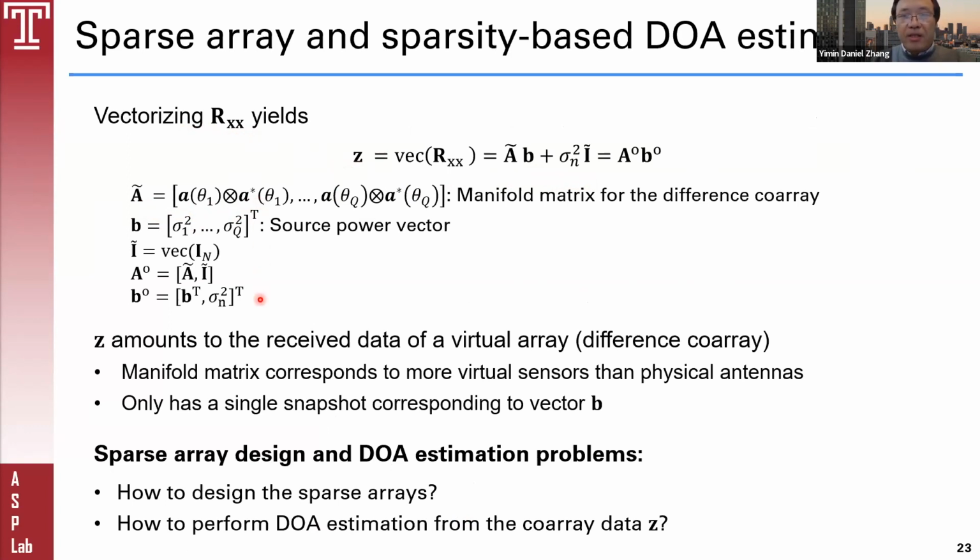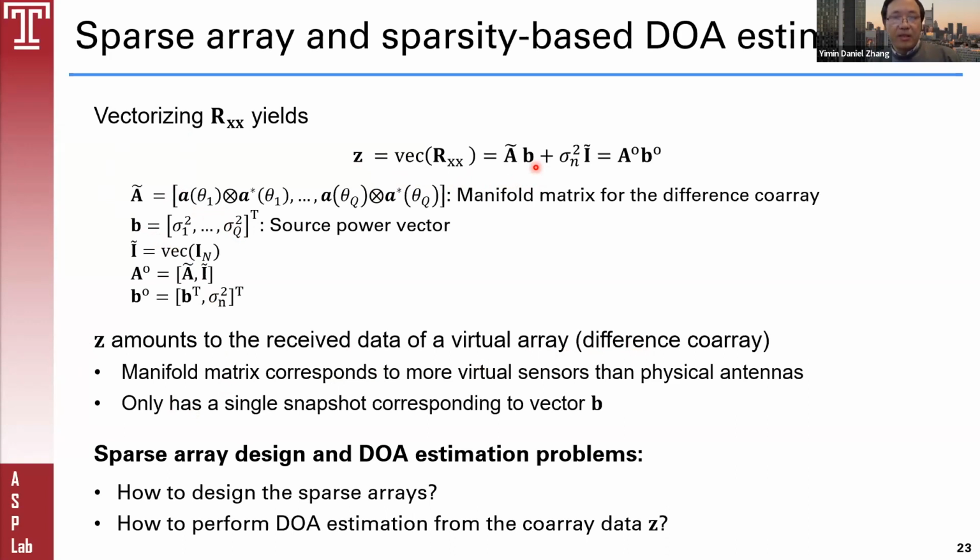And so in this way, if we look at the z amongst a receive array of virtual sensors, or say a virtual array, we can call that a difference co-array. So in this case, the manifold matrix, this A tilde, actually is expanded because we are using a Kronecker product here, corresponding to the lags we talked about in the previous page. The problem is that in this case, we do not have any time snapshots anymore. So we only have a single snapshot.